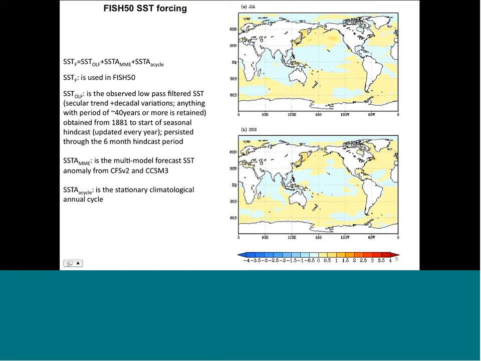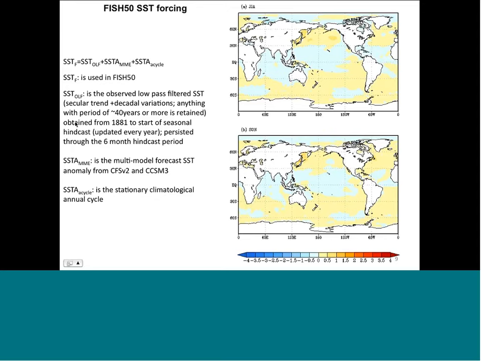So what we have done in FISH-50 is we have used a new SST product called SST_F, which is equal to SST_OLF, the observed low-pass filtered SST, which includes secular trend plus decadal variations. In fact, we do this low-pass filtering and we pass anything with a period of approximately 40 years or more. We obtained this SST_OLF from 1881 to the start of the seasonal hindcast, and it is updated every year. And this filtered SST is persisted through this 6-month hindcast period. The SST_MME is the multi-model forecast SST anomaly from CFS-V2 and CCSM-3, and the SST_Acycle is the stationary climatological annual cycle that is prescribed.